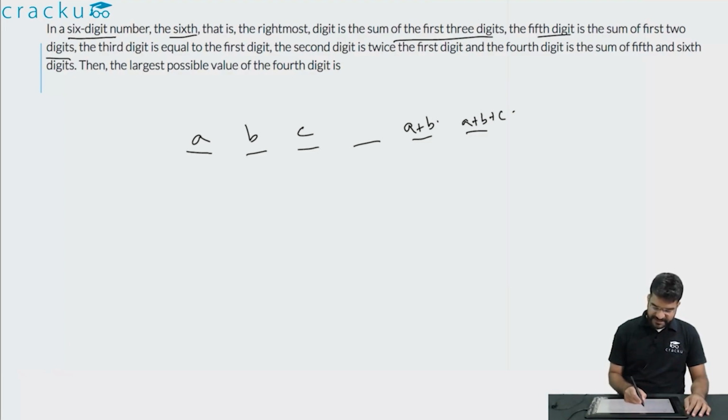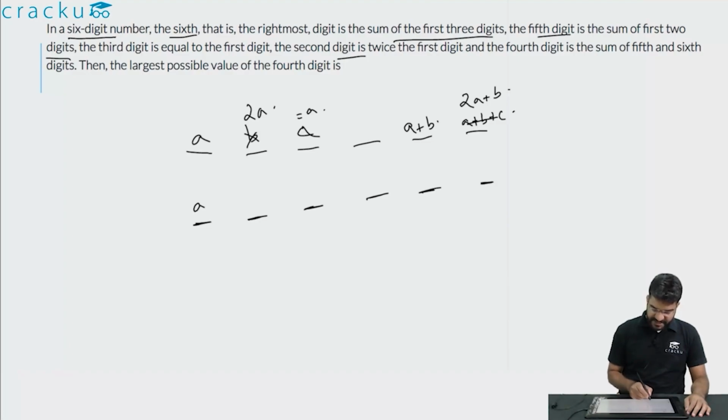So we are told that c is actually equal to a. So if c is equal to a, a plus b plus c will equal 2a plus b. And the second digit is twice the first digit. So we are told that b is equal to 2a. So again, let us write the 6 digits with the new information.